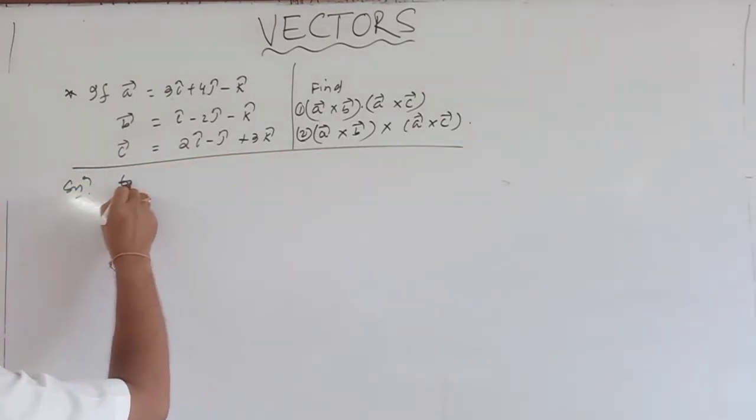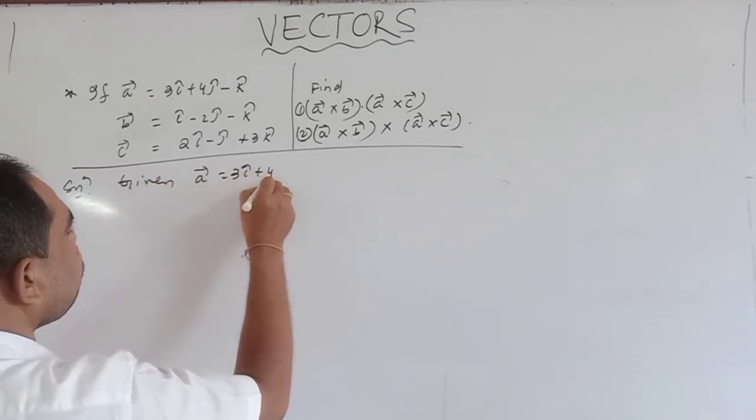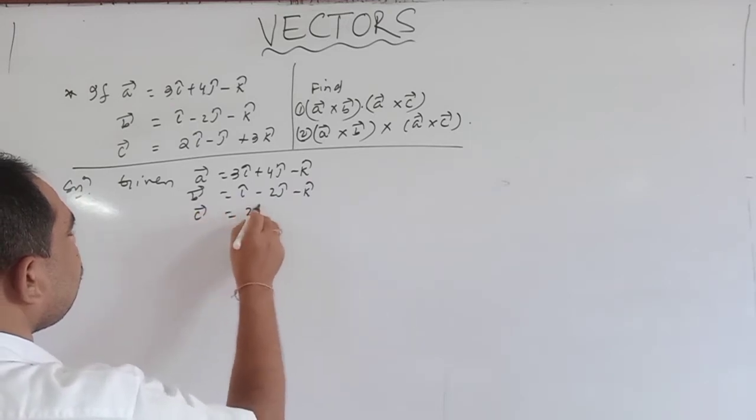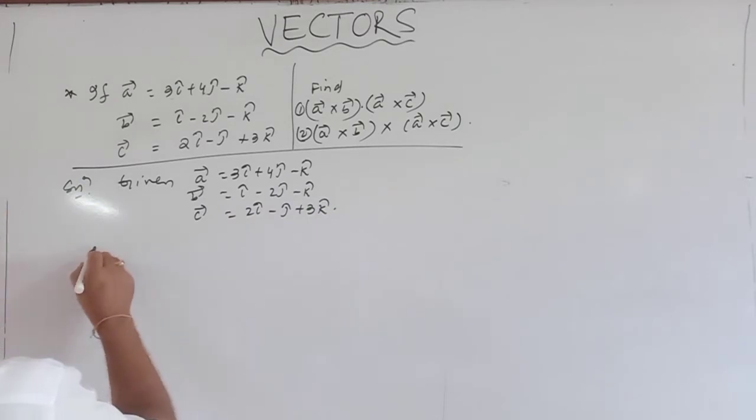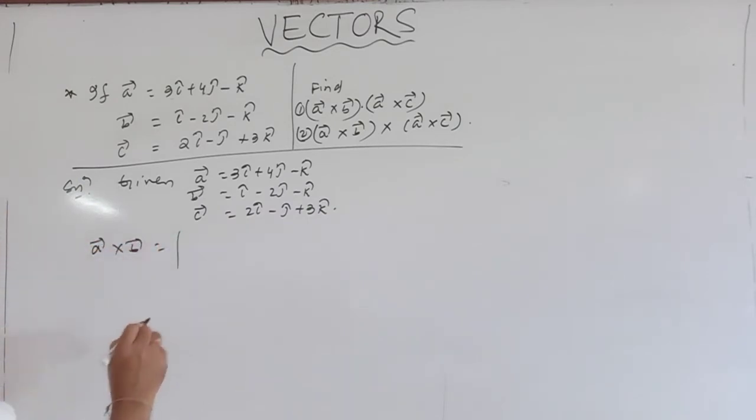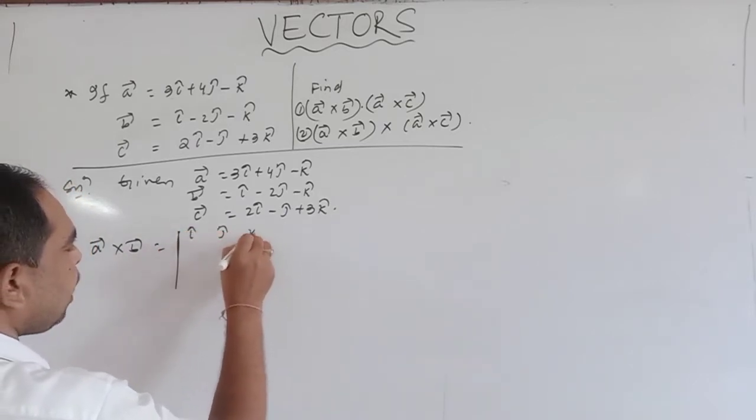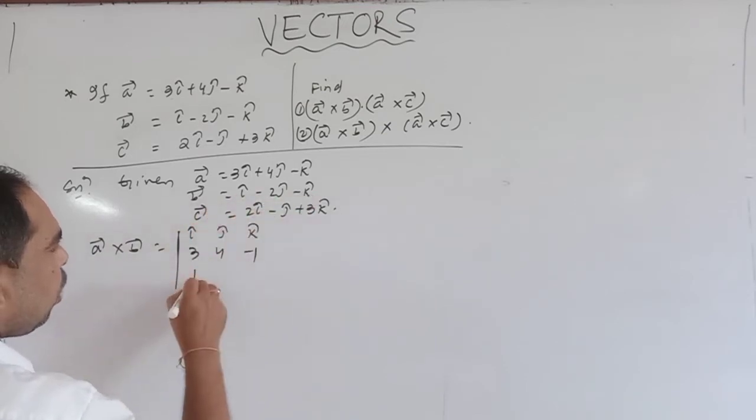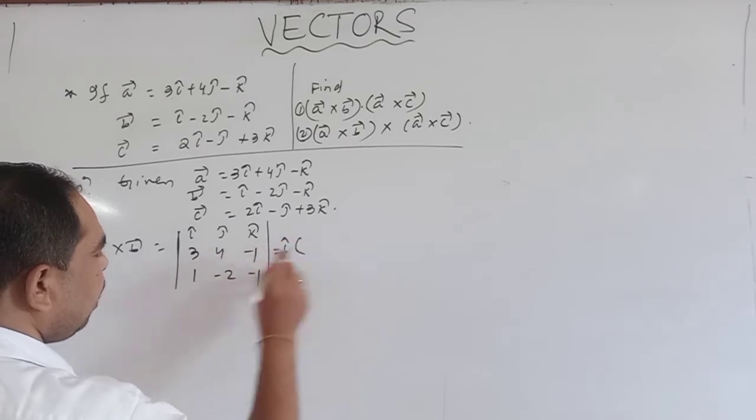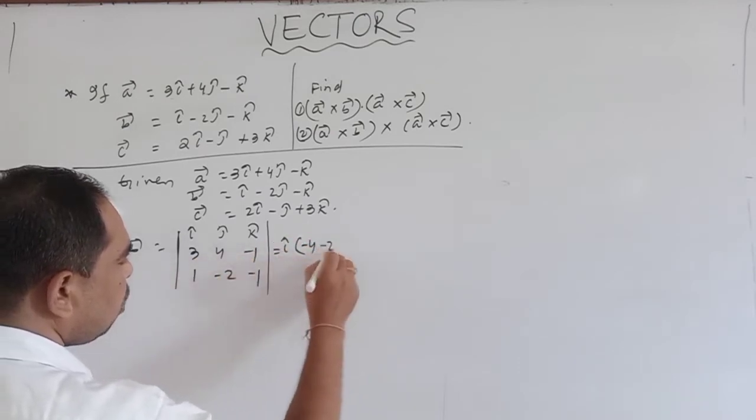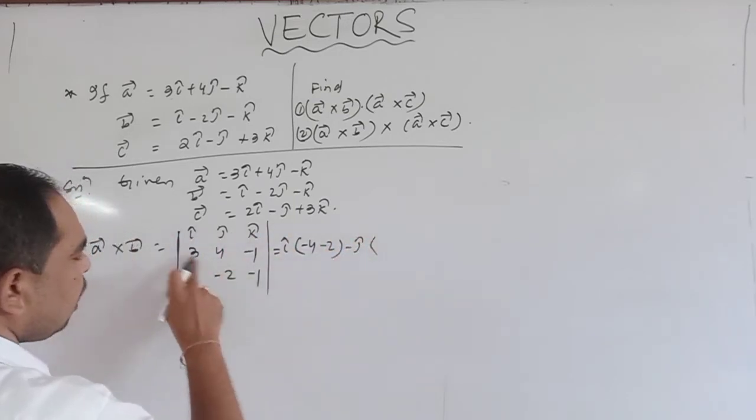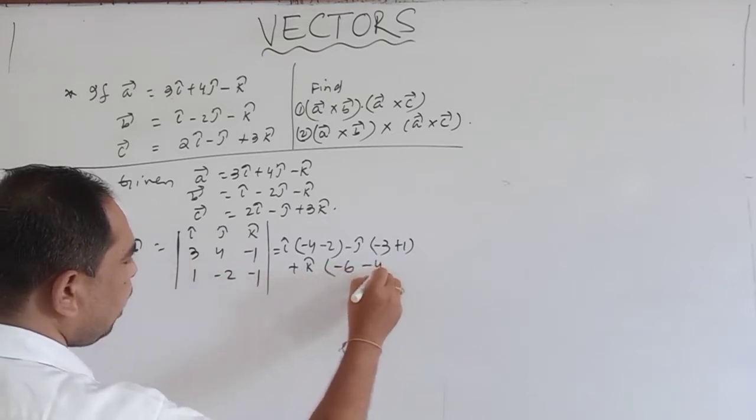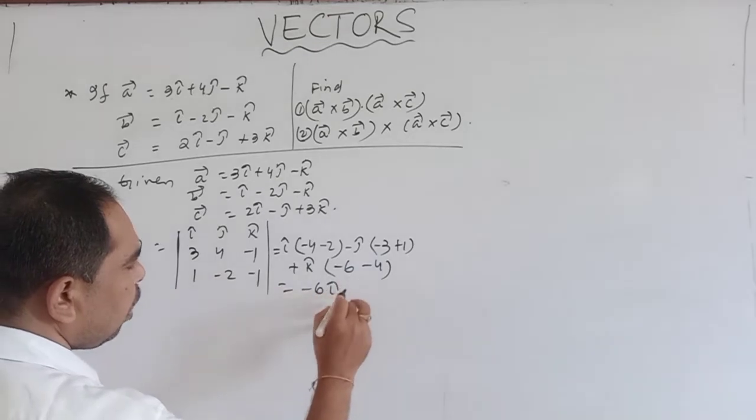Solution: given a vector is equal to 3i cap plus 4j cap minus k cap, b vector is equal to i cap minus 2j cap minus k cap, c vector is equal to 2i cap minus j cap plus 3k cap. First find a cross b: determinant of first row i cap j cap k cap, second row the coefficients of a, 3 4 minus 1, third row the coefficients of b, 1 minus 2 minus 1. Expand this: i cap into minus 4 minus 2, plus minus minus j cap into minus 3 plus 1, plus k cap into minus 6 minus 4. So this is equal to minus 6 i cap plus 2 j cap minus 10 k cap.